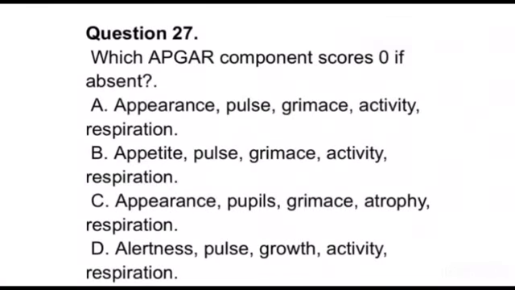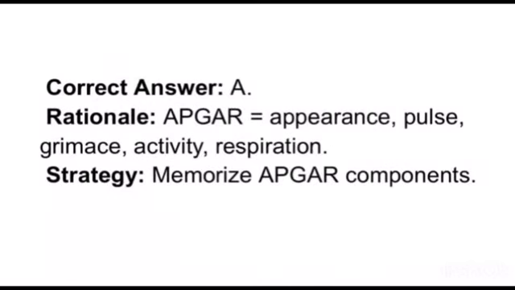Question 27. Which APGAR component scores 0 if absent? A. Appearance, pulse, grimace, activity, respiration. B. Appetite, pulse, grimace, activity, respiration. C. Appearance, pupils, grimace, atrophy, respiration. D. Alertness, pulse, growth, activity, respiration. Correct answer A. Rationale. APGAR equals appearance, pulse, grimace, activity, respiration. Strategy. Memorize APGAR components.